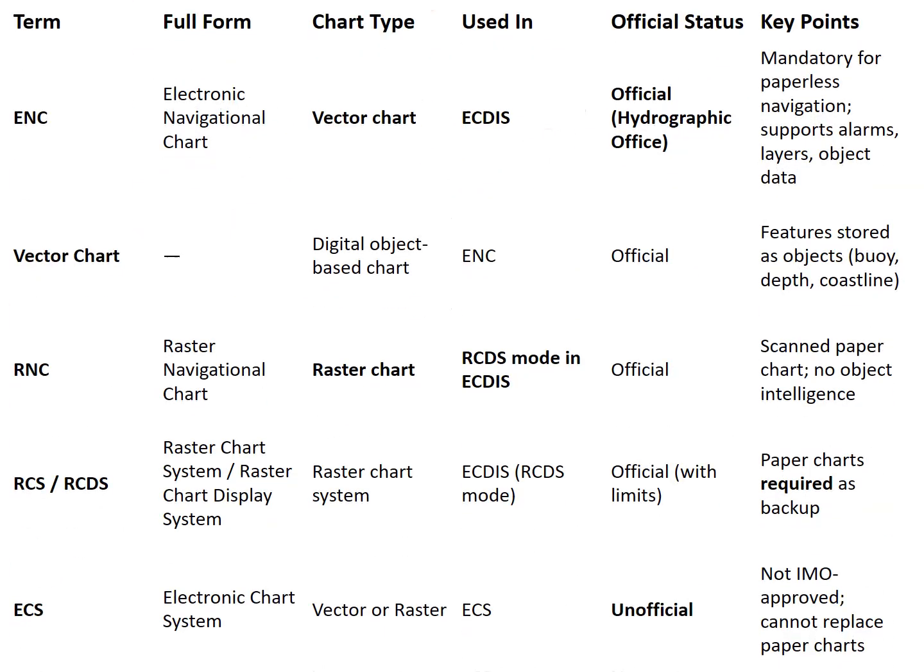This table compares ENC, vector charts, RNC, RCDS, and ECS. ENCs are official, vector-based charts used in ECDIS and are mandatory for paperless navigation. RNCs are raster charts used in RCDS mode and require paper chart backup. ECS is unofficial and cannot replace paper charts.